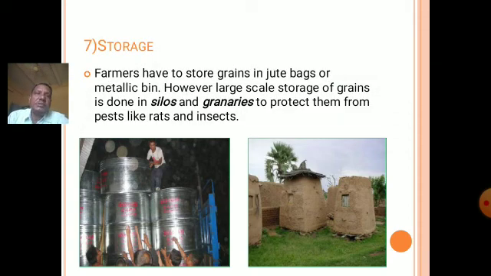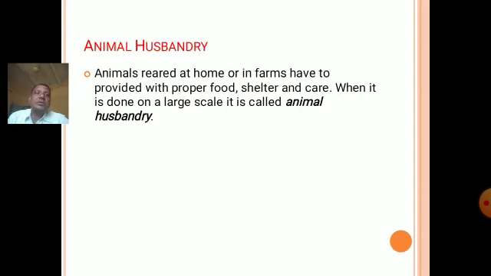And now the last method of agriculture, storage of the food grains. The farmer has to store grains in jute bags or metallic bins. However, large scale storage of grains is done in silos and granaries to protect them from pests like rats and insects. Now the last but not least topic from the chapter is animal husbandry.